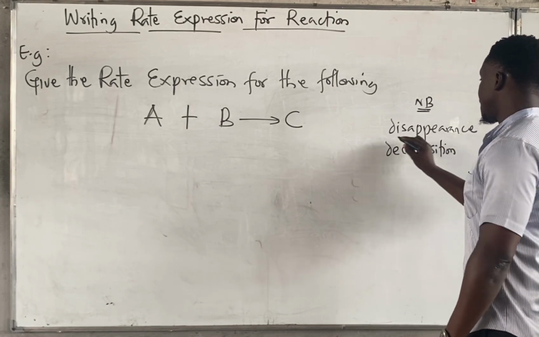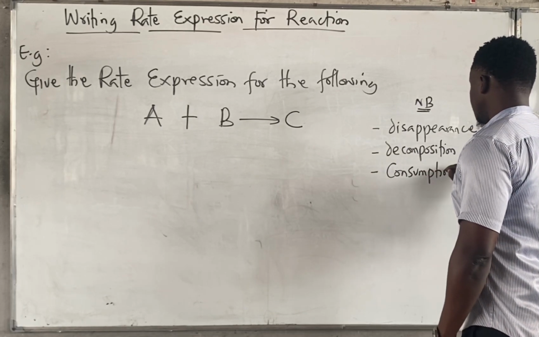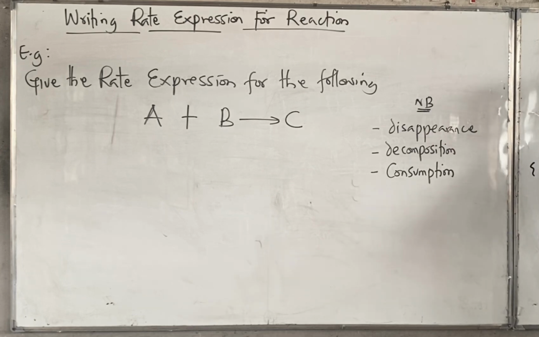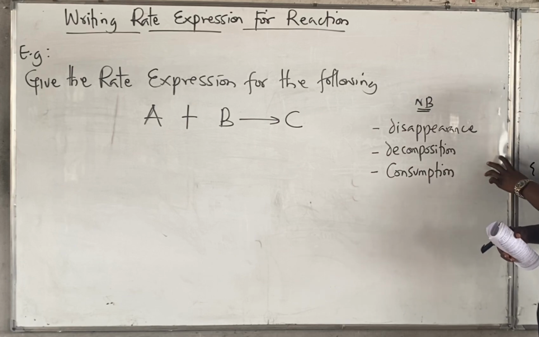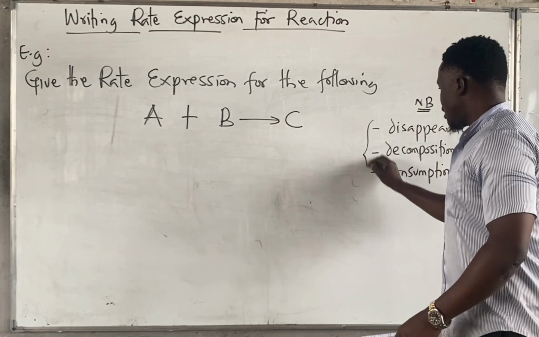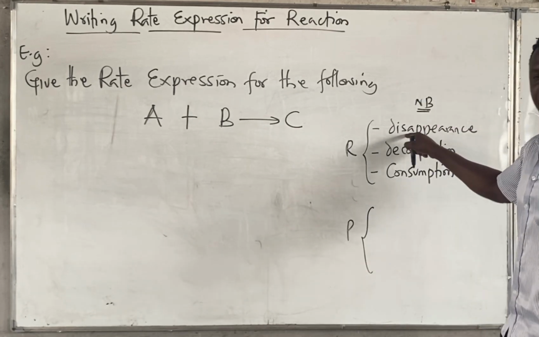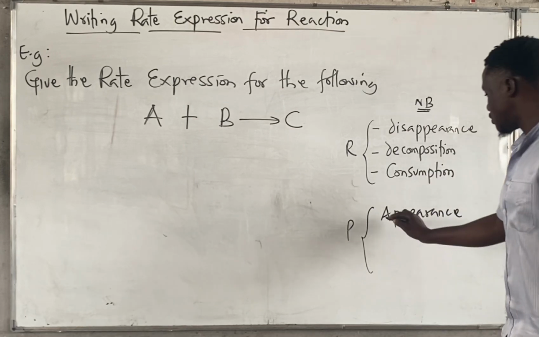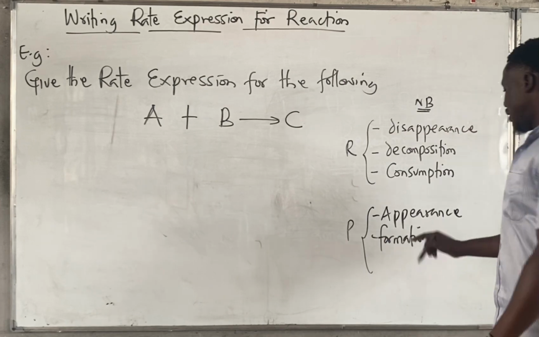Decomposition. Consumption. These words are synonymous with reactant, or they are used particularly for reactant. If you're writing rate of reaction for a product, you have no right to use any of these for products. Now these three are mostly used for reactant. Now what about products? The opposite of disappearance is what? Appearance. The opposite of decomposition is what? It's not composition, it's formation. I think these are the two words.